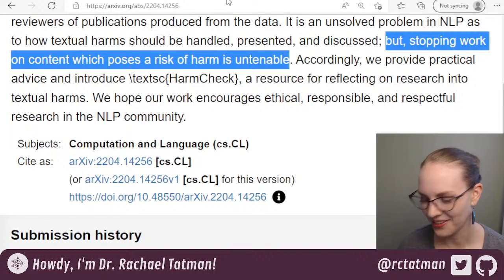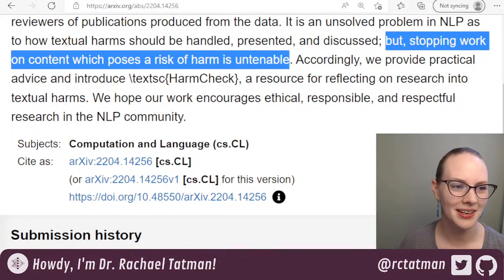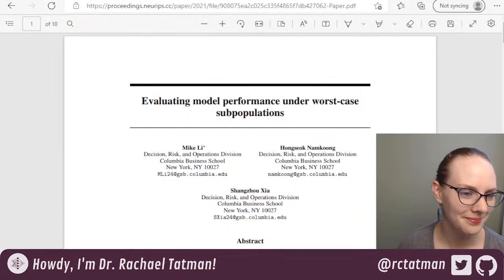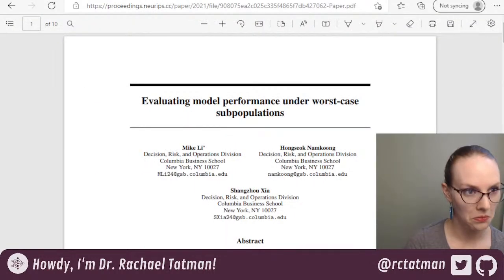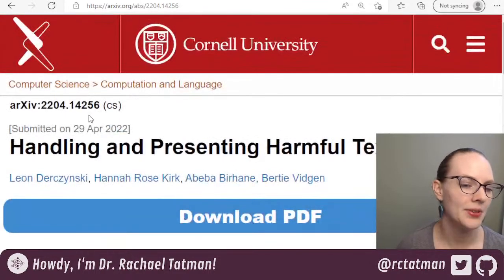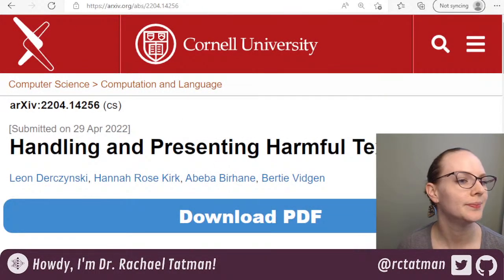Yeah, it's in fact very doable to stop work that poses a risk of harm, and in some cases I think that is what people should be doing, but you know, I'm not queen of the universe, so. So another paper, let me actually, sorry. And that was Handling and Presenting Harmful Text by these folks.